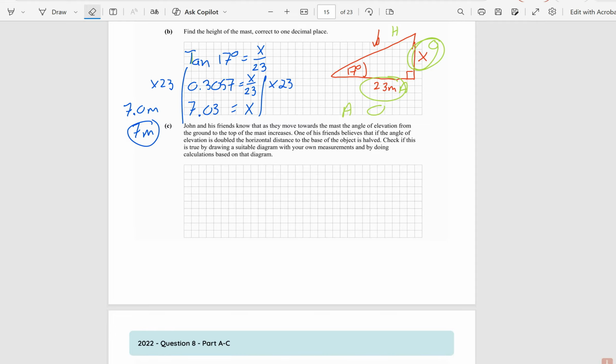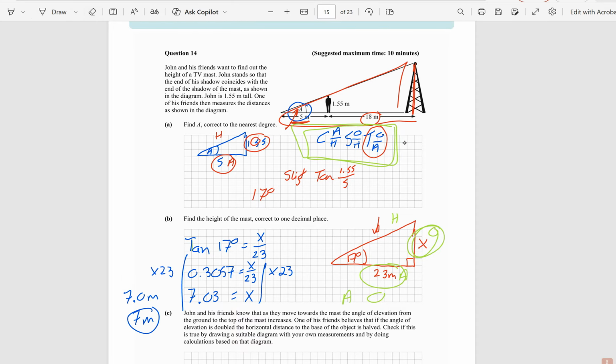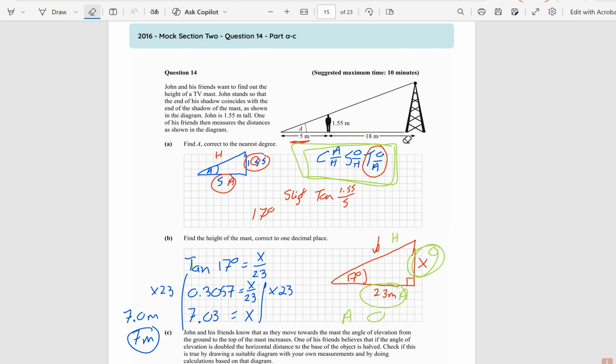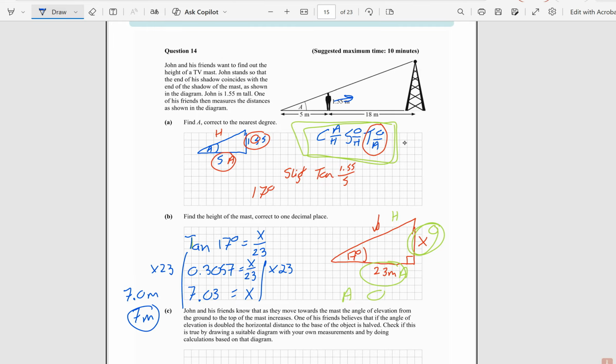Okay, I'm not going to do this one for you, but I'll explain it. So it says John and his friends know that as they move towards the mast, right? So look, just tidy it up a bit for you. So as they move towards the mast, the angle of elevation from the ground to the top of the mast increases. That's true, right? Let's say if John moves this way, and he stands here. Well, the angle is going to be steeper up to the top of it. And if he moves in here, it's going to be steeper again.